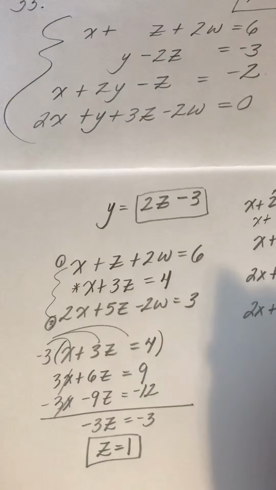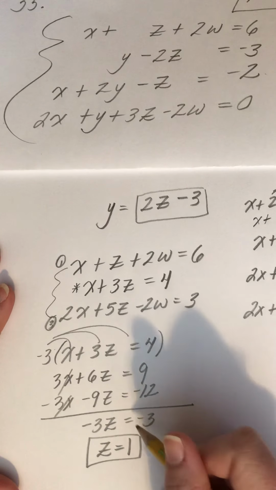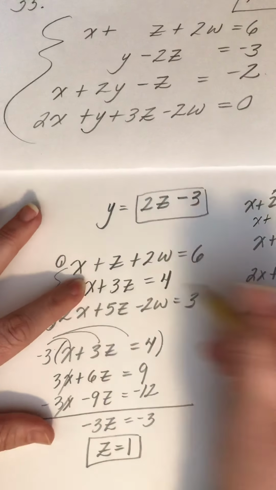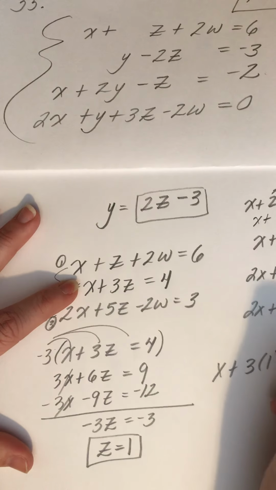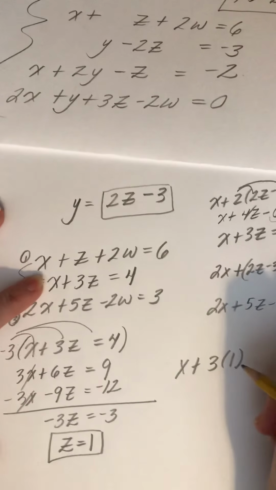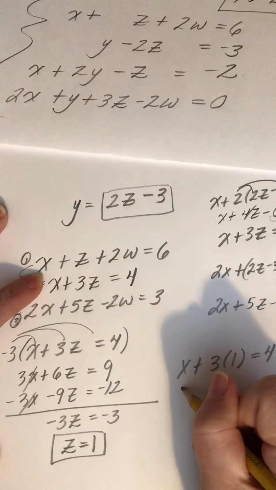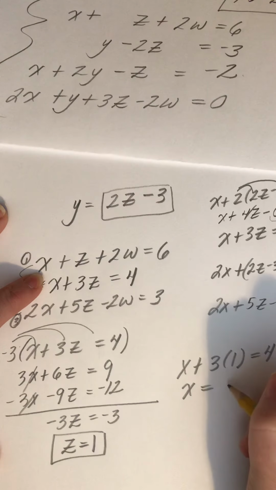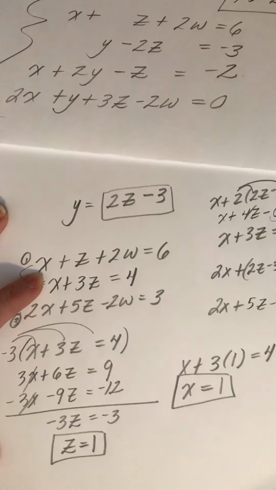So now that we know that z equals 1, we can go right back here and right back to this equation right here, and we can plug that in. So then that's x plus 3 times 1, I'm plugging it in right here, equals 4. So then x equals, subtract 3, x equals 1. Oh, yay. This is so nice. This is coming out nicely.